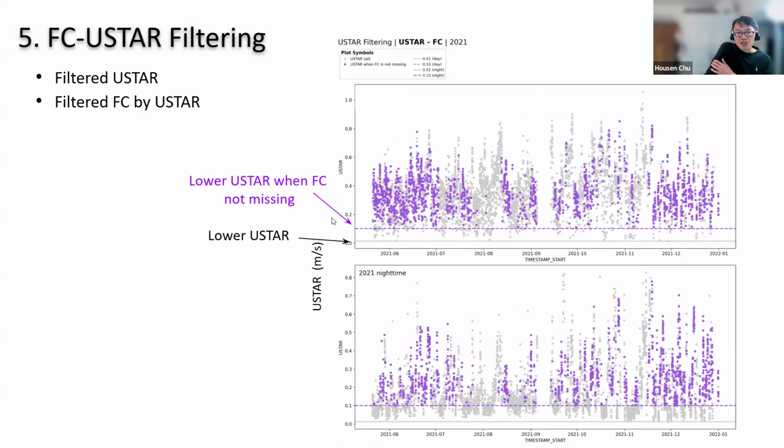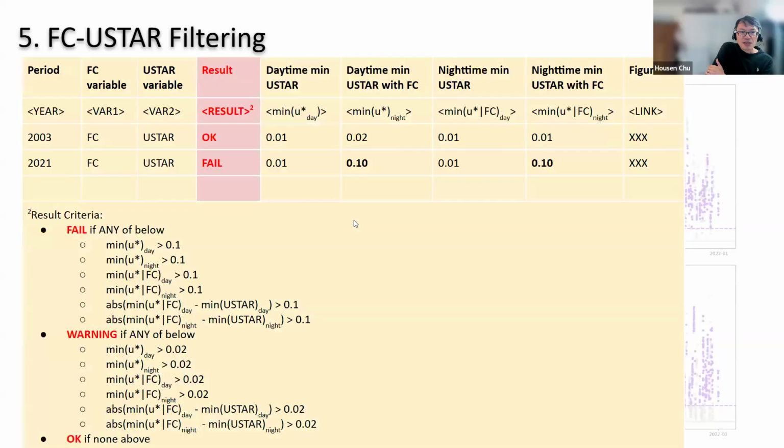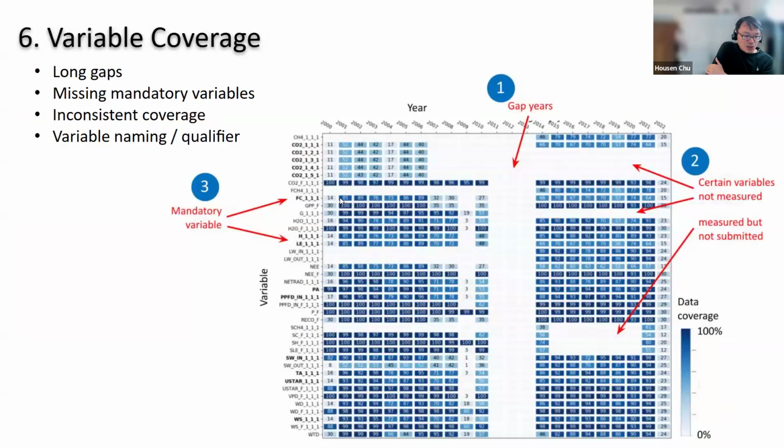In this case, if it's filtered, the lower bound of the U-star will be very different when the CO2 flux is not missing compared to when the CO2 flux is missing. So this is the logic, but I don't expect everyone here will need to check this one because, yeah, you probably know this already. Again, this is a table associated with this check. This is just to try to understand what the lower bound of the U-star is for different cases they would expect.